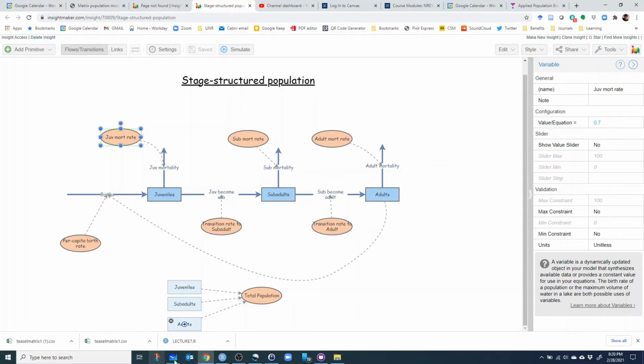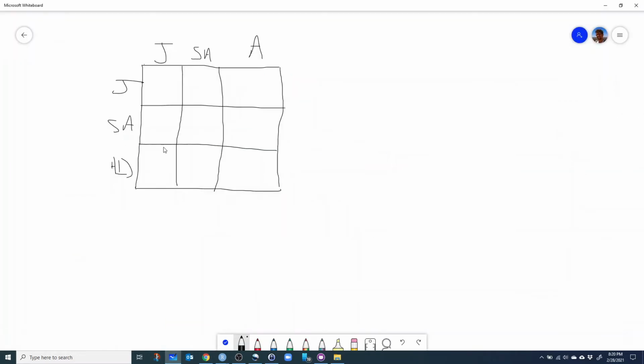And let's look at which element of this matrix we can put that 0.3 in. 0.3 is the probability of a juvenile this year transitioning and surviving and becoming a subadult. So we can just write that in right here. So that is the first element that we'll fill in this matrix.